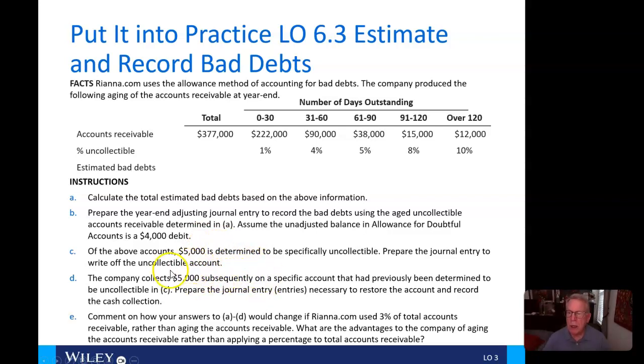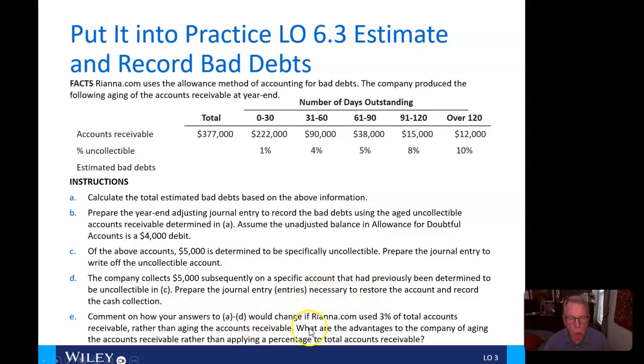And then on C here, Charlie, of the above accounts, 5,000 is a real live write-off. So we need to do a journal entry to write that off. And then the company subsequently collects that it was determined. So we need to restore that account and record the cash collection.